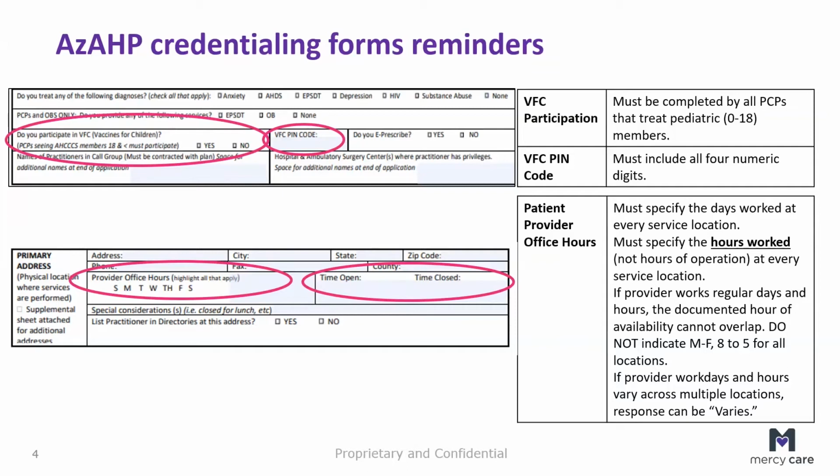If the provider works regular days and hours, the documented hours of availability cannot overlap if they work at multiple locations. So do not include Monday through Friday, 8 to 5 for all locations. It should be specific to which location it is that they're working. And you should only list locations where they actively provide services. It should not be all locations that belong to your organization. It should be only the ones that they actively work at.